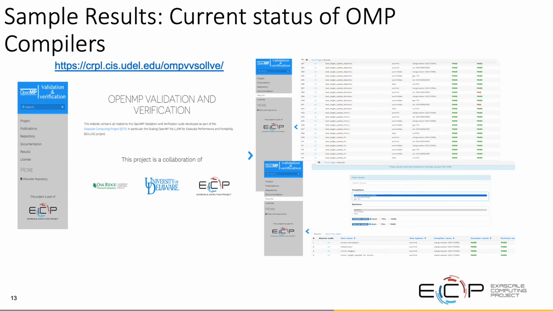So sample results: we periodically run the entire test suite on different compilers and relevant ECP platforms, and those results we present on this web page. So here you will not only see what tests have passed and failed, you can also click on a particular result to see what the compiler response was. This is particularly important when you want to see where it failed, or what was the output of the compiler or the runtime when a particular test failed. And you can click on the green or the red pass and fail and see what exactly was the output at that time.